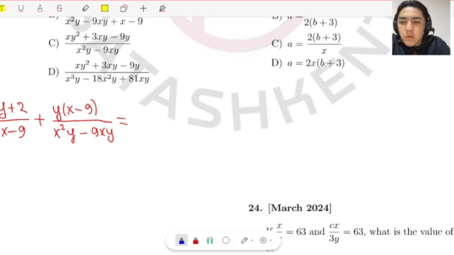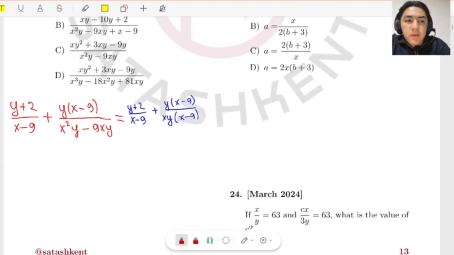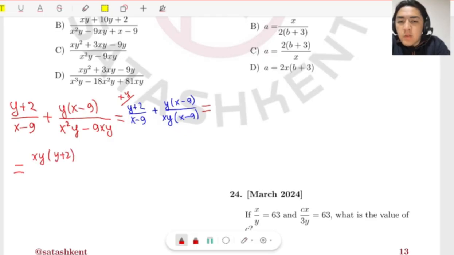So what am I going to do? Y plus 2 over x minus 9 plus, I will leave that stuff over, I'm going to pull out x and y, and I'll be left with what? X minus 9. As I have already mentioned, I'm not going to eliminate or simplify anything here. I will just give a common denominator, which will be xy to that part. So xy times y plus 2, plus xy minus 9y over xy and x minus 9.